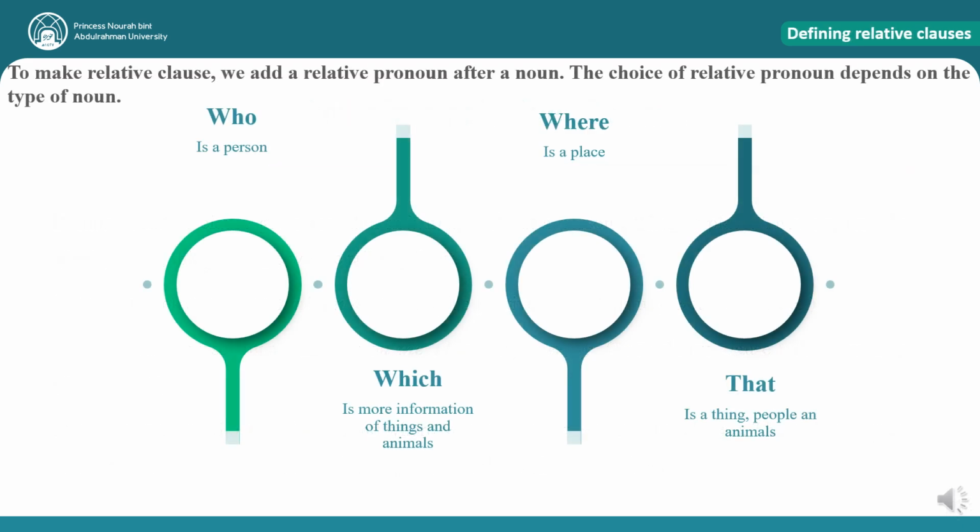To make a relative clause, we add a relative pronoun after a noun. The choice of relative pronoun depends on the type of noun. For a relative clause about a person, use who. That's the woman who we saw yesterday. For a relative clause about a thing, use which. Did you get the message which I sent you? For a relative clause about a place, use where. This is the place where they made the first battery.